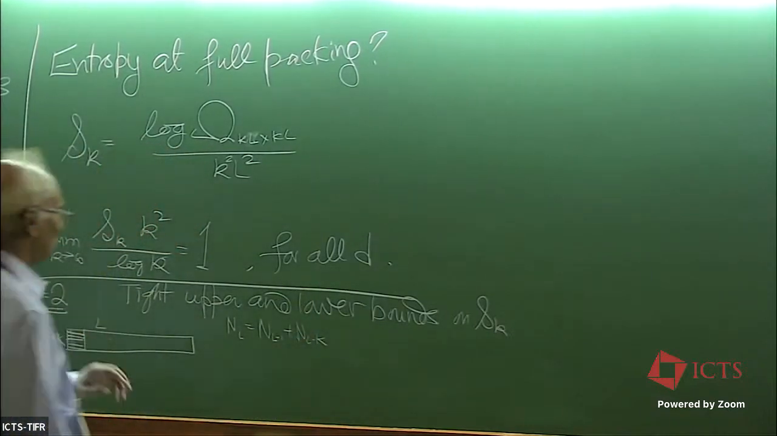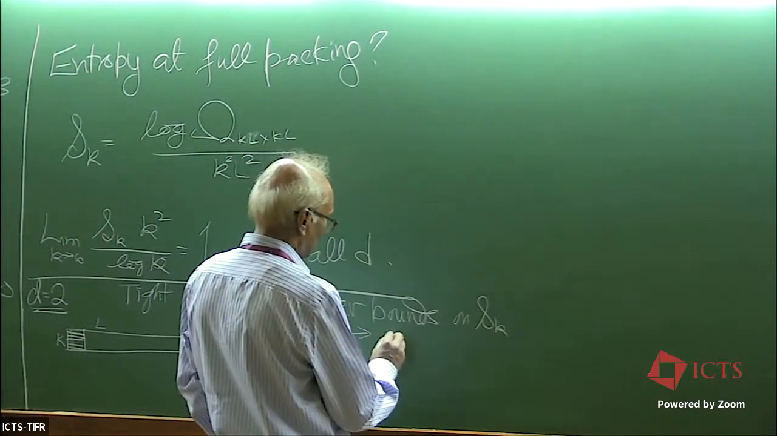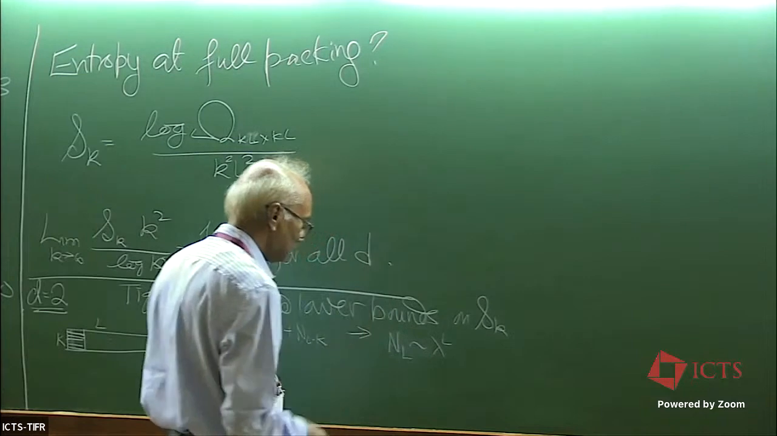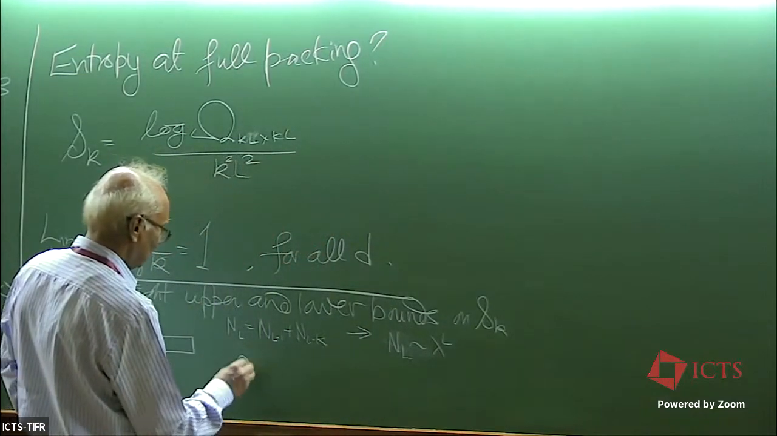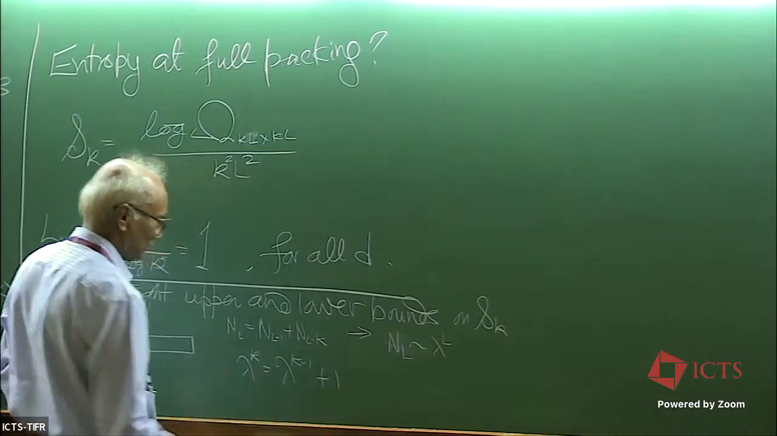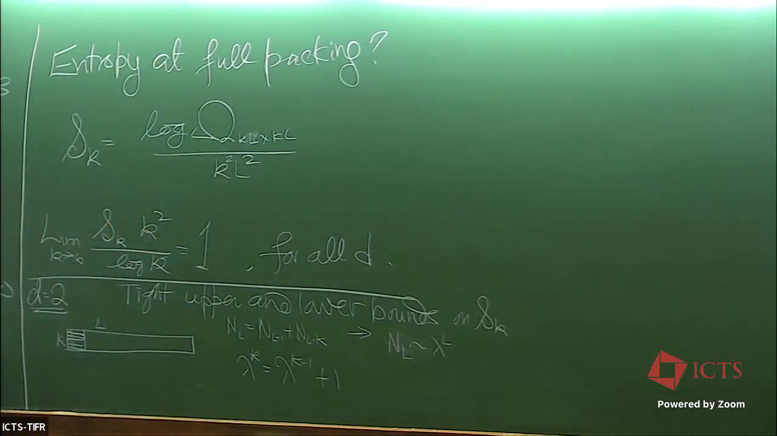And so if you say that N_L goes like lambda to the power L, then lambda satisfies the equation lambda to the power k is equal to lambda to the power k minus 1 plus 1. So that gives you the entropy per site, which is just log lambda divided by k.